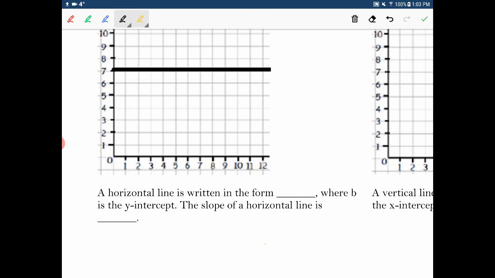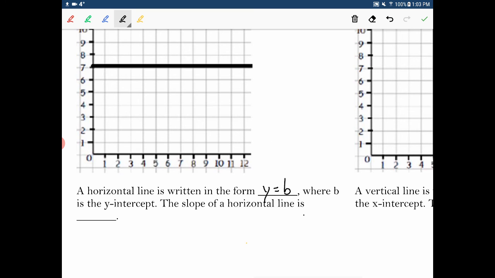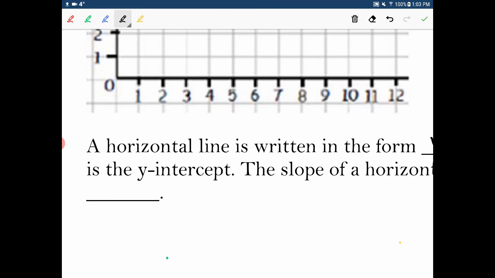So it's just going to be written in the form y equals b. There is no m, or m is 0, so there is no x. It doesn't matter what x equals, because 0 times x is always going to equal 0. So it's just y equals a number. If you have a horizontal line, it's y equals a number, and that number is wherever it crosses your y-intercept. In this case, it's crossing at 7. So we're going to have y equals 7.